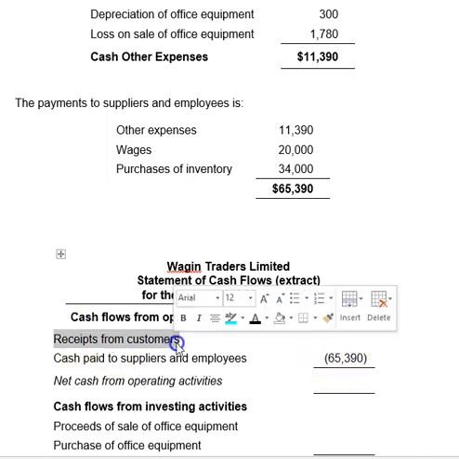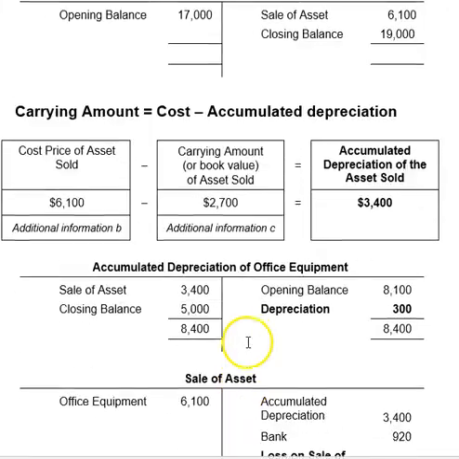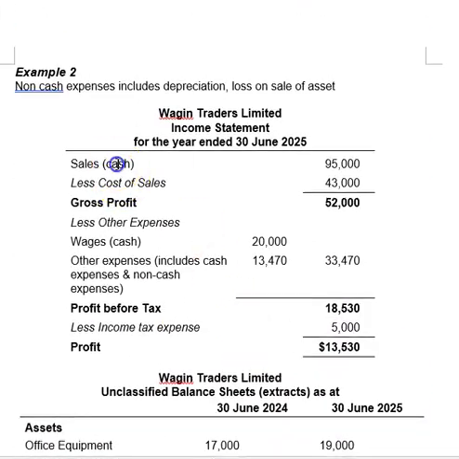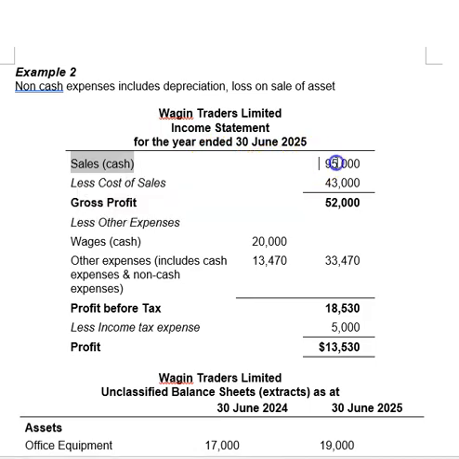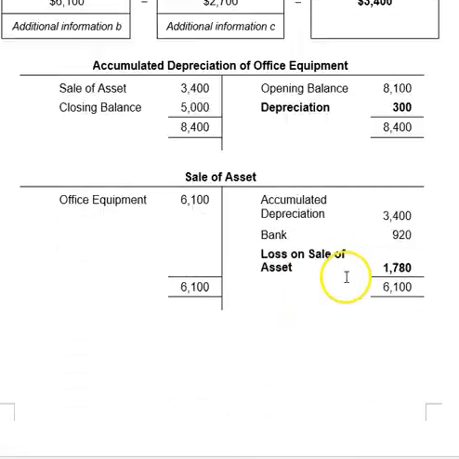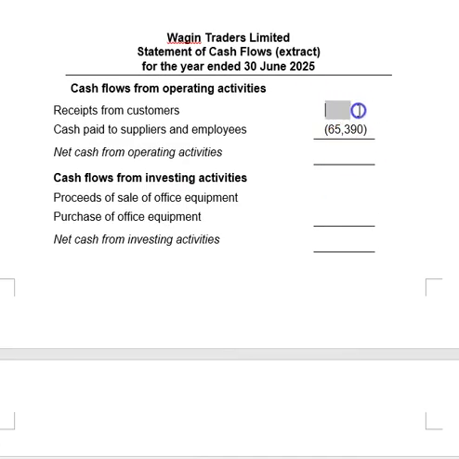The receipts from customers is very simple. You look at your sales. Your sales is all made by cash, so all of these are cash sales. So your receipts from customers would be 95,000. So you put in 95,000 straight away. So 95,000 minus 65,390, your net cash from operating activities will be 29,610. So I've done half of the questions. We still have another half of it.